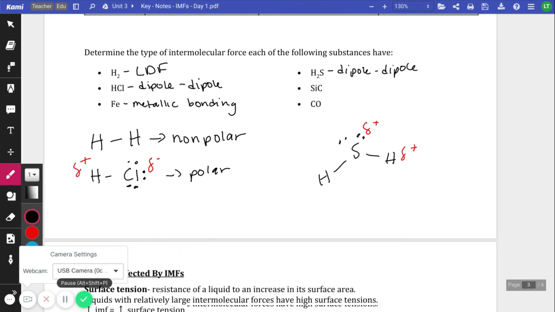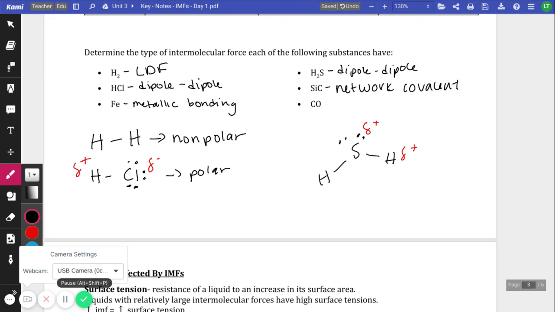We'll talk more about these next time, but SiC is actually silicon carbide, which is a network covalent compound. We'll talk about those more, not next class, but in a future class. You guys can learn more about them.